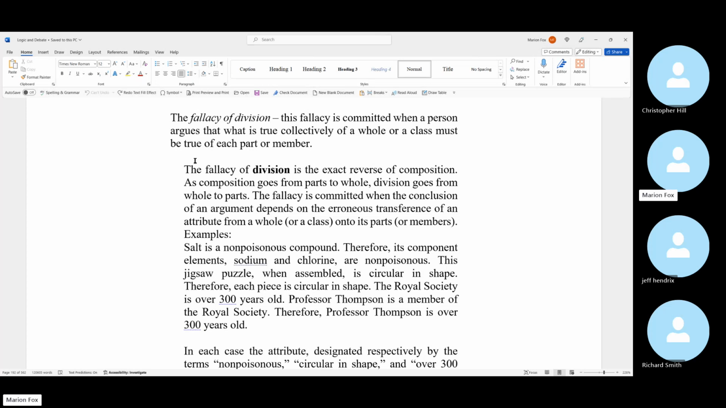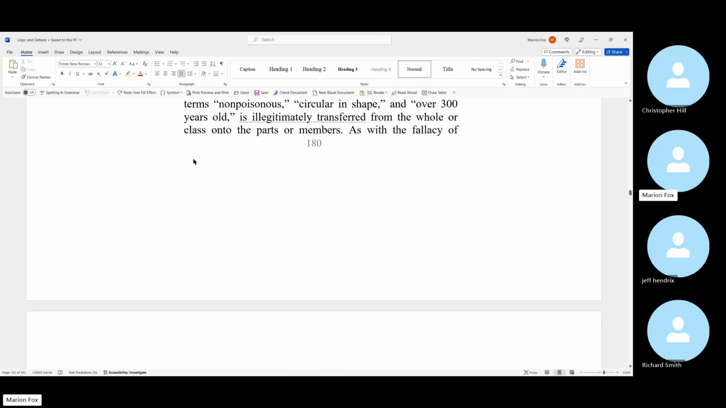Another one is: the Royal Society is over 300 years old. Professor Thompson is a member of the Royal Society. Therefore, he's over 300 years old. Ludicrous this can become. So we can see this fallacy, and we have to be careful that we don't commit it. In each case, the attribute designated respectively by the terms non-poisonous, circular in shape, over 300 years old, is illegitimately transferred from the whole or whole class onto the parts and members.